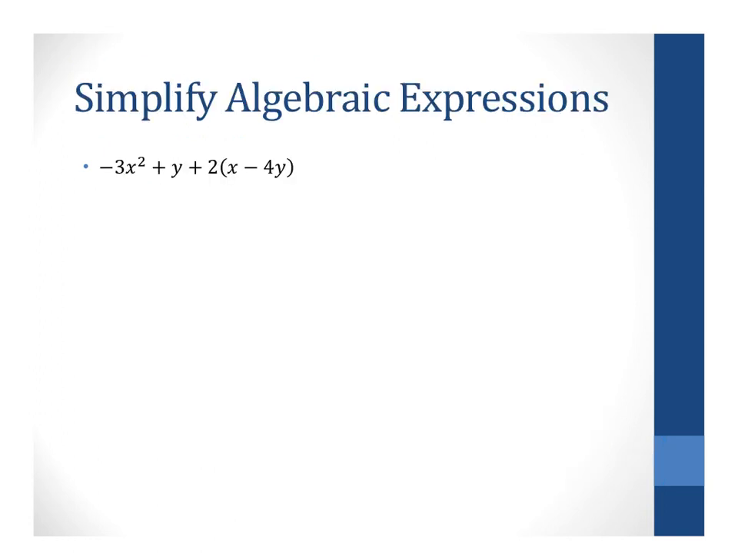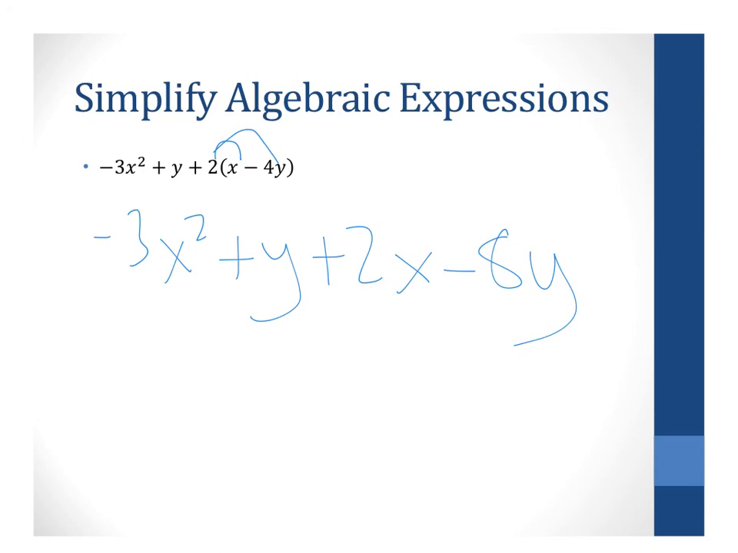Alright, the next thing we're going to do is simplify an algebraic expression. And this will actually be the last thing for this video. So to simplify, basically we're combining our like terms. You did this in Algebra 1. We have negative 3x squared plus y. The first thing I need to do, distribute. So plus 2x minus 8y.